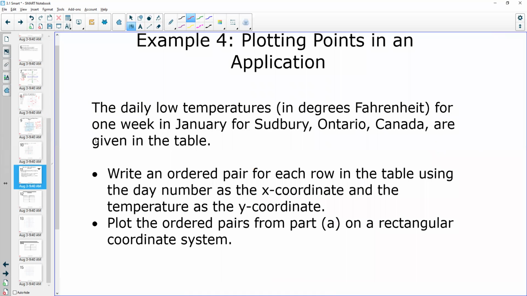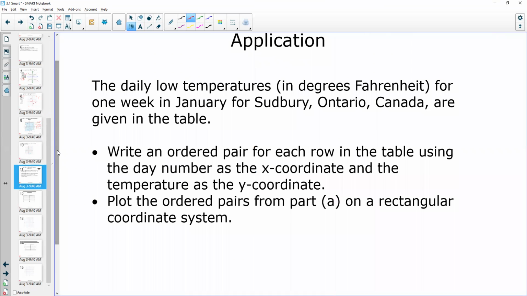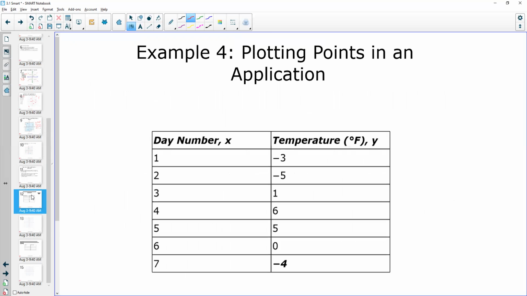All right, so then let's do some applications. The daily low temperatures in degrees Fahrenheit for 1 week in January in Sudbury, Ontario, Canada are given in the table. That'll be on the next slide. Write an ordered pair for each row using the day number as X and the temperature as Y, and then plot them on the rectangular coordinate system. Well, let's do that. So first we're going to go through the chart and we're going to write the points.